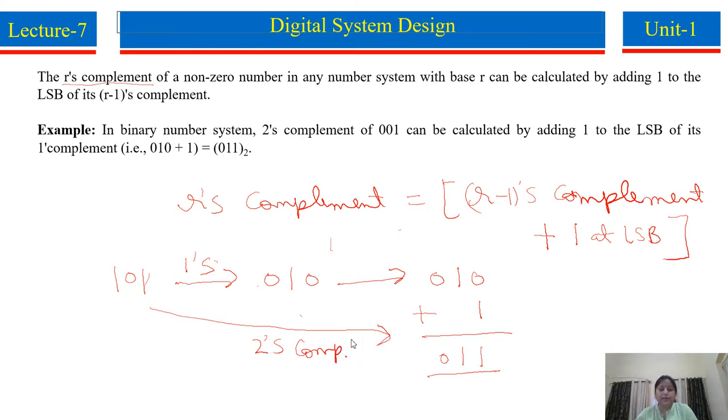How are we calculating it? First of all you take the 1's complement of that number, then you add 1 at the LSB location, then you easily calculate the 2's complement of that number. Okay?